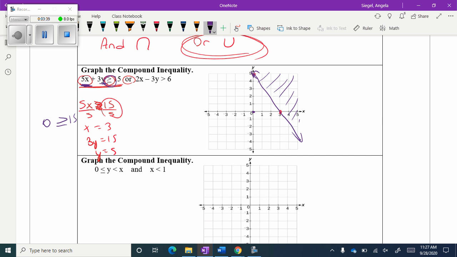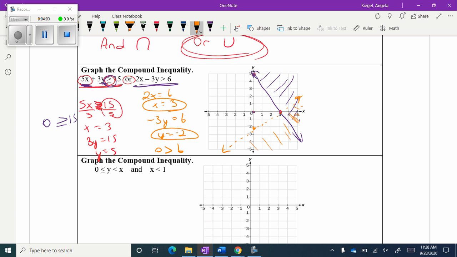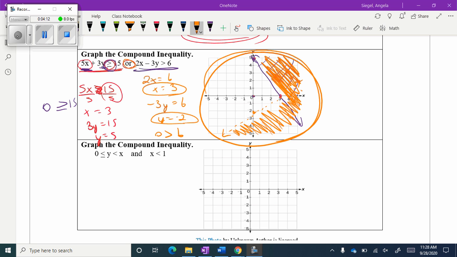And then, so why don't you do this one over here and see what you get. Okay, so you should have gotten 3 for your x-intercept and -2 for your y-intercept, and it was a dotted line, so I showed all that. Now I'm going to use the same test point. So 0 is greater than 6. Again, that's not true, so I'm going to shade away from it. So my answer, because it's an or, is going to be all of this. So I shaded it in better for you there.